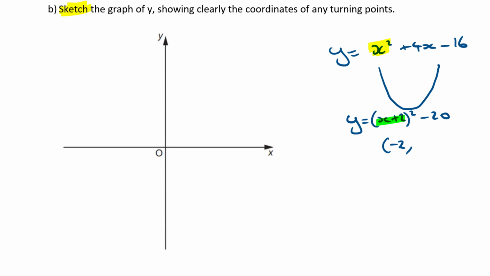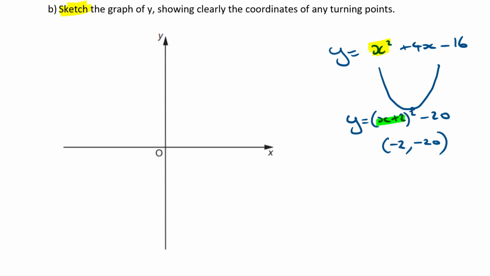So the x coordinate of the turning point is negative 2. When x is negative 2, that first bracket will disappear. Negative 2 plus 2 is 0. 0 squared is 0, and you'll end up with y equal to negative 20. So that is my turning point then. This has a turning point at negative 2, negative 20. So that's that point there, isn't it? The lowest point on the curve.